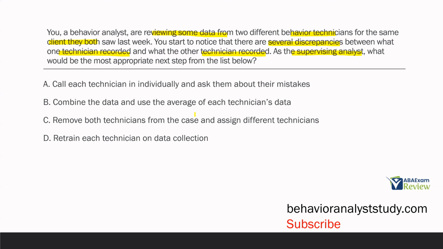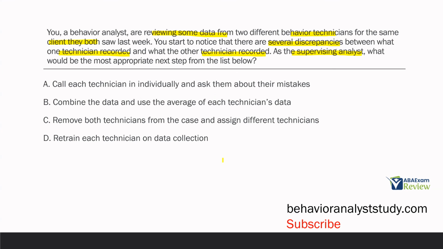B, combine the data and use the average of each technician's data. If you did that, that's not going to be true data. That data is not really going to be reflective of what actually happened. C, remove both technicians from the case and assign different technicians. Well, you can't do that because they're still going to have to do data collection. So we're not just going to put a Band-Aid on the problem, even if there is a problem, which we don't even know if there's a problem yet.